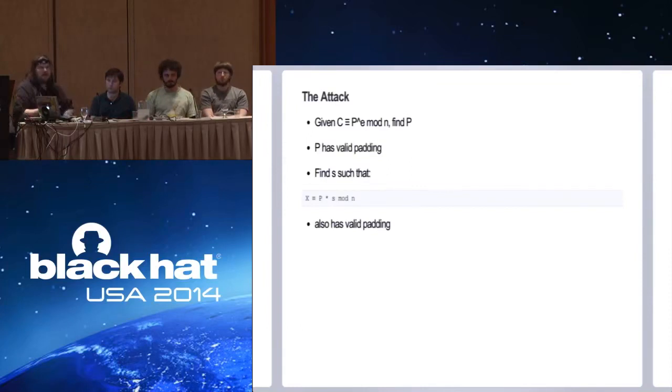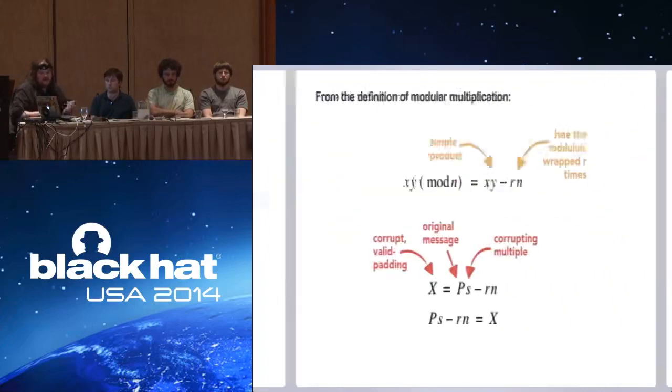And we're going to keep doing that. We're going to keep multiplying s into the ciphertext, and we're going to send that corrupted message to the server, and we're going to see if we get valid padding back or not. And so that's the oracle. The oracle is us saying, well, if you multiply this number into this ciphertext and you get back a valid padding, then you know that that message had valid padding, and that's the oracle here.